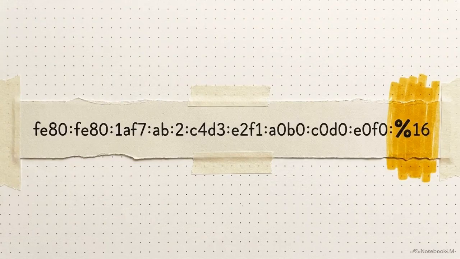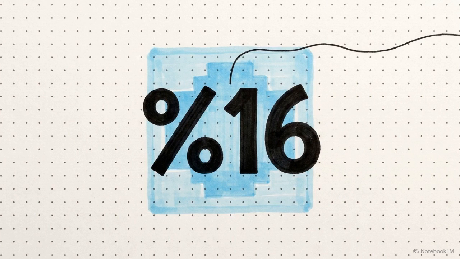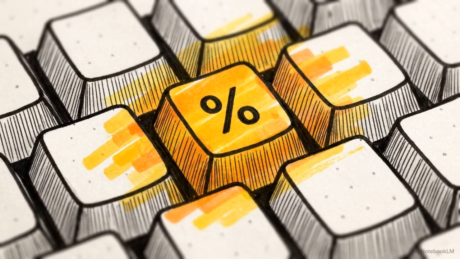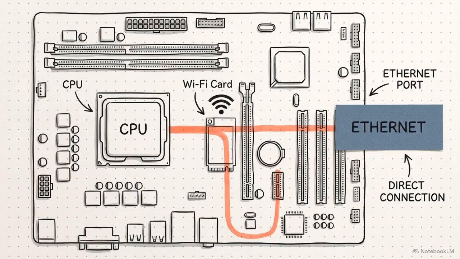This typographic breakdown isolates the tail end of that original IPv6 address. The characters following the percent sign are what allow the operating system to finally differentiate between its various connections. The percent sign designates the zone ID, sometimes called a scope ID. It explicitly tells the computer which physical interface it should use to resolve that routing ambiguity.